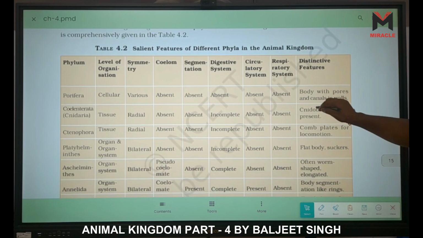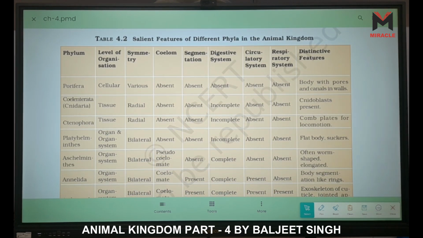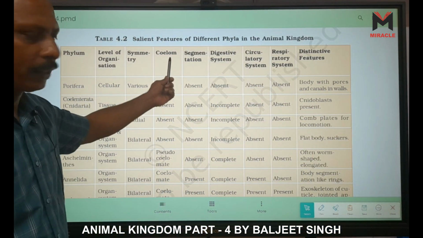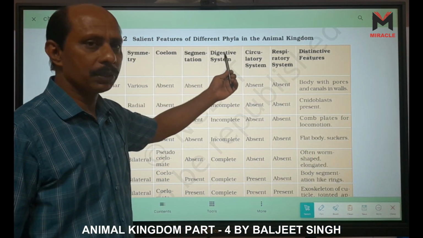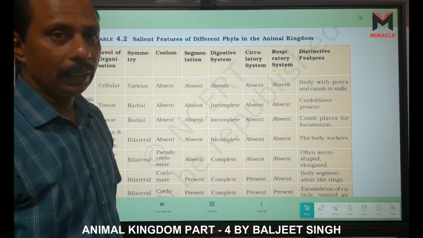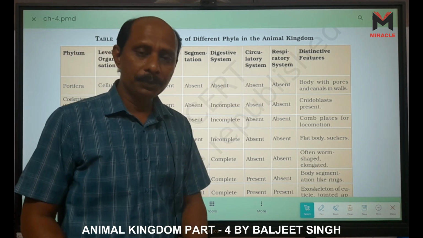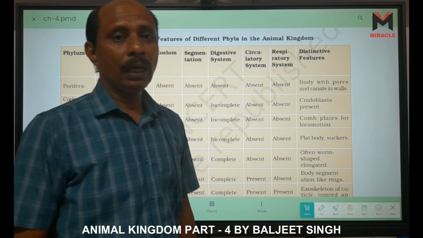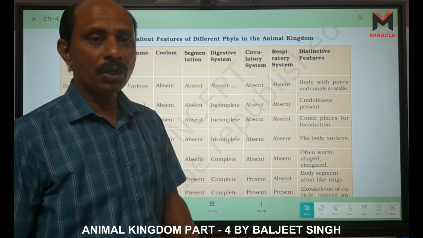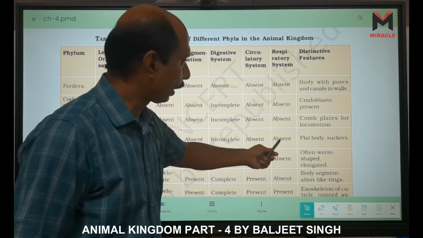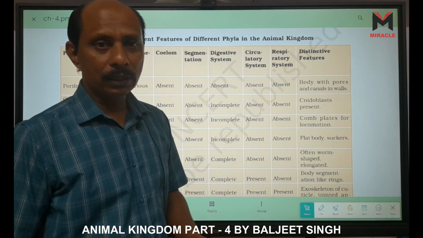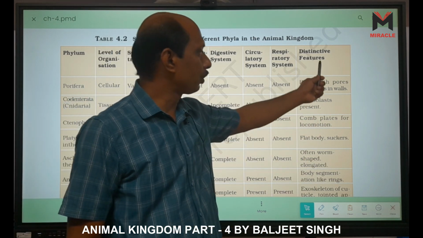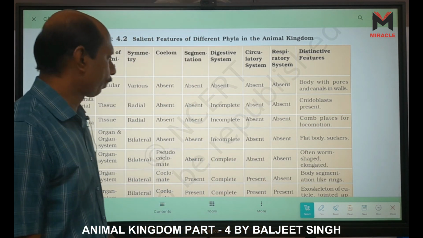After that we have some salient features. You need to read this one in different phyla of the animal kingdom, right? Level of organization, symmetry, coelom cavity present or absent, segmentation present or absent, digestive system present or absent, and if present, complete or incomplete. Circulatory system absent or present, and if present, open or closed. Respiratory system absent or present, and if present which type: cutaneous, tracheal, or pulmonary respiration. Distinct or specific features present in each case.